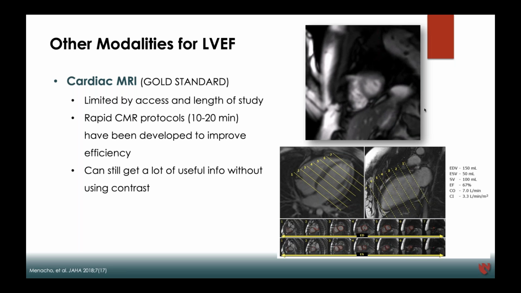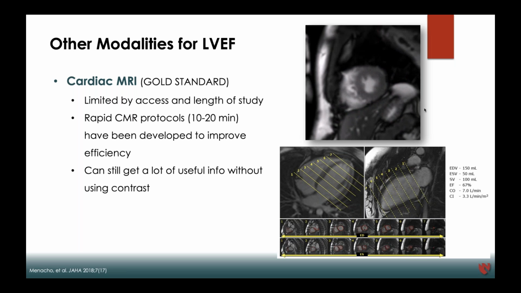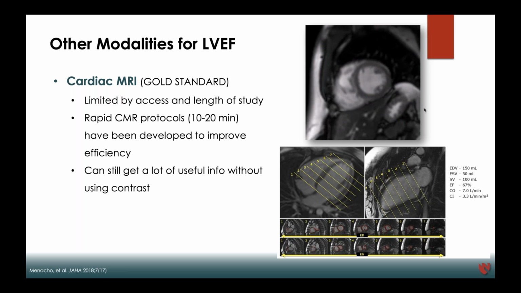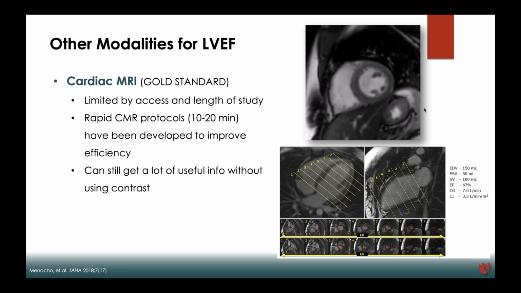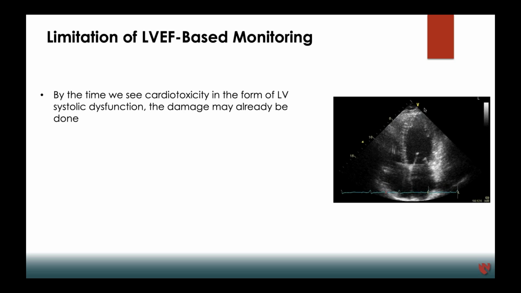So you can do this in a shorter time than doing a complete echocardiogram and still get an accurate ejection fraction and also some basic information about other cardiac structures very quickly. Because we can get a lot of useful info without contrast. So keep that in mind in your patients that might be claustrophobic, or if they have end-stage renal disease and you're concerned about using gadolinium.